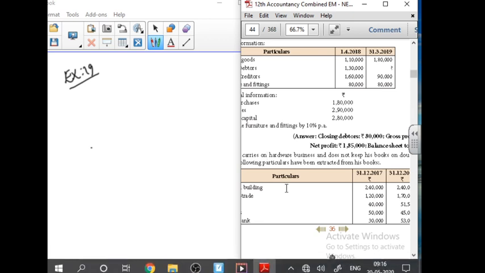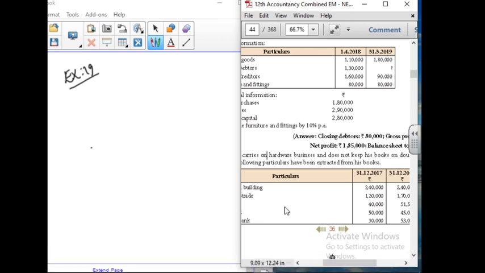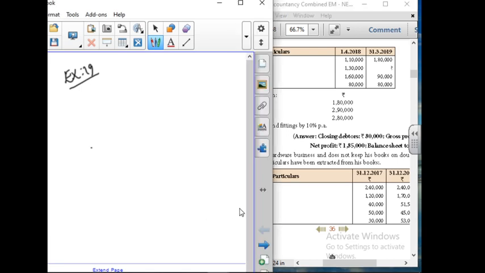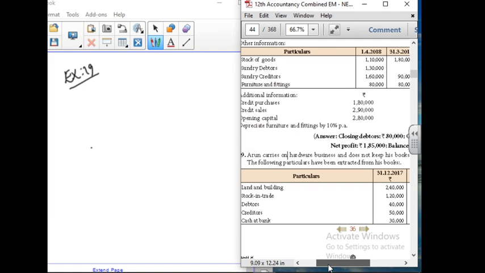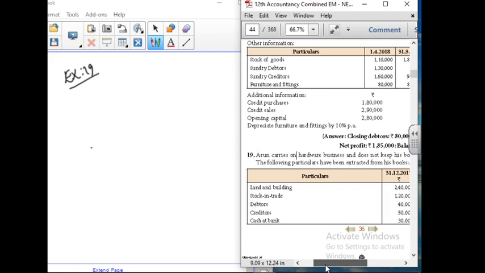So before going to the problem, first we can recall the things to be used in the 5 marks. First I said we have to see whether the given informations have the credit sales, credit purchases and opening capital. Credit sales, total debtors account we have to open. Credit purchases, total creditors account. Opening capital. With the first information we will find out the opening capital.